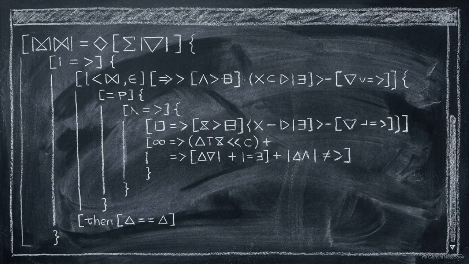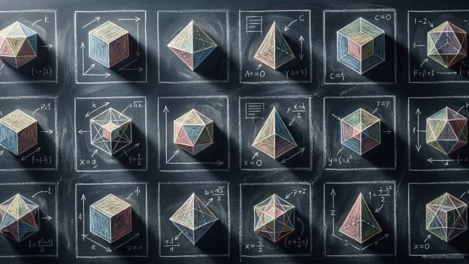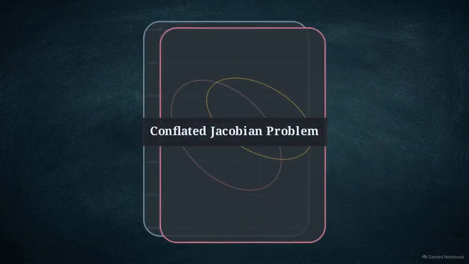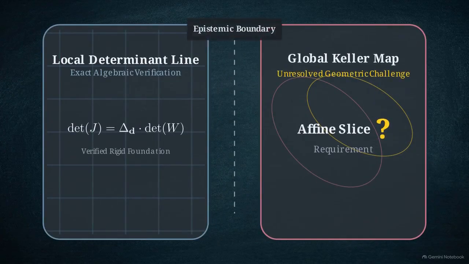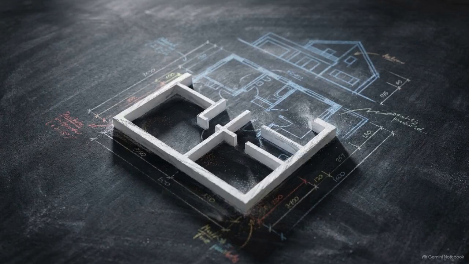The highest value next steps for researchers involve formalizing the local Smith presentation in a proof assistant and classifying all regular unit and polynomial normalizers on the pairwise coprime locus. Separating the exact algebraic verification of the local determinant line from the unresolved global Keller map problem provides a rigorous, bounded foundation for elimination theorists moving forward.